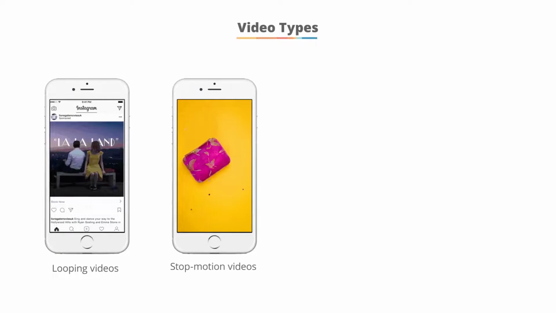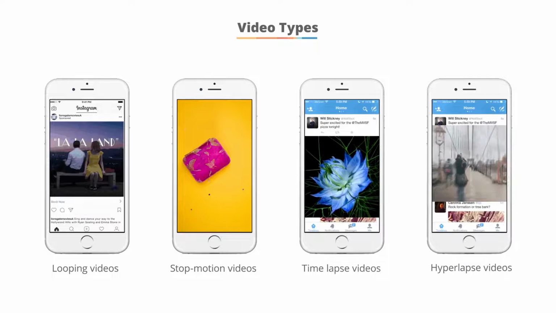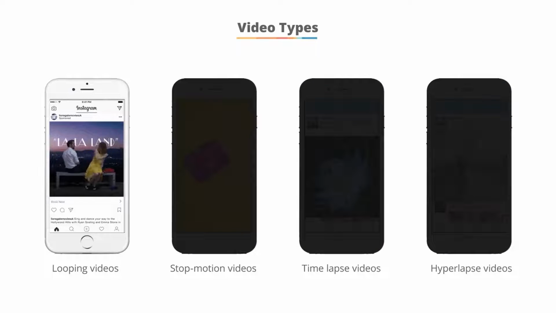Besides different topics for your videos, you can also think about different formats for your videos. Looping videos can be created within the Instagram app. Looping videos start automatically from the beginning after the clip finishes. They can be very creative and work well to showcase movable product features.